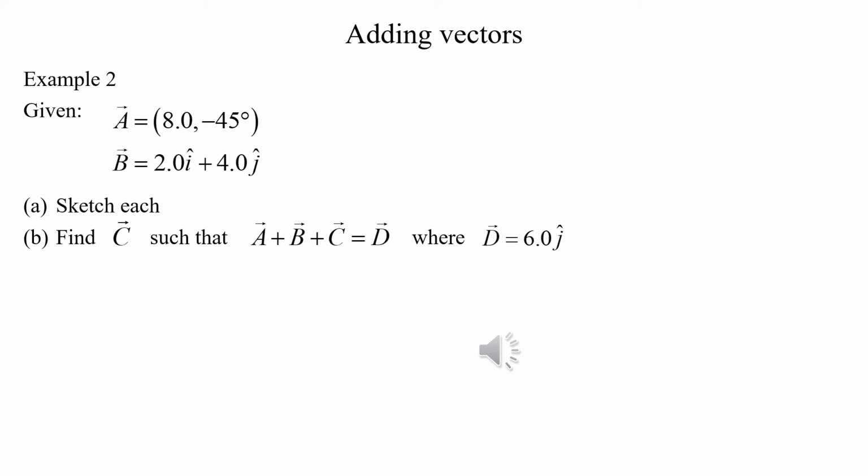All right, so how are we going to do this? Well, first of all, we're going to do part A. So we want to sketch the two vectors A and B. All right, now here I've drawn a sketch of the vectors.